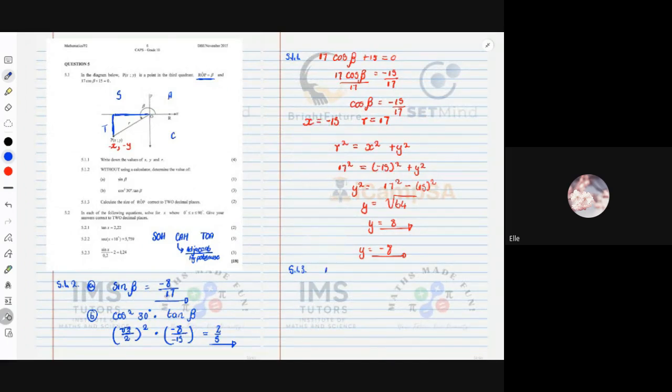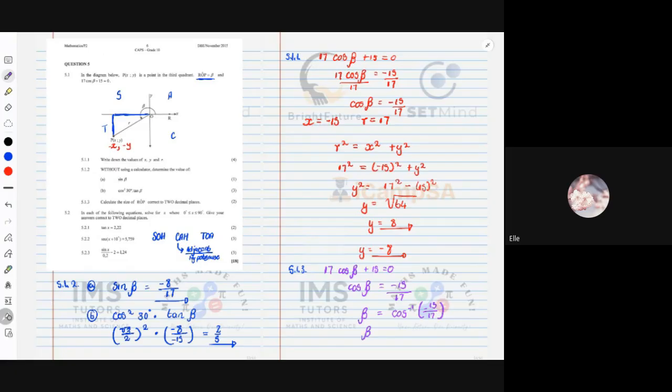So 17 cos theta plus 15 is equal to 0. So we transpose 15 to the other side, cos theta is negative 15, and then we divide by 17 on both sides, and then theta is equal to cos inverse of minus 15 over 17.